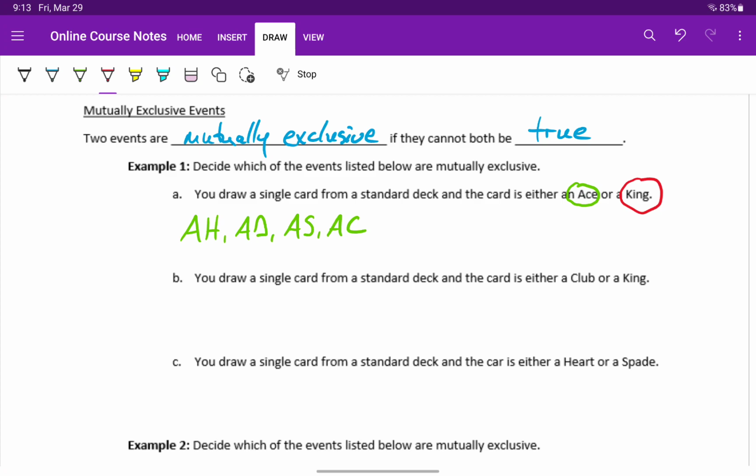The other option that we are interested in is if we draw a king. So similarly, we could draw a king of hearts, a king of diamonds, a king of spades, or a king of clubs. Looking at our list of outcomes that we would consider a success, there's no overlap between those, which we could possibly determine even without generating this list. There's no overlap between the aces and the kings. Since there's no overlap, then these two events are considered to be mutually exclusive.